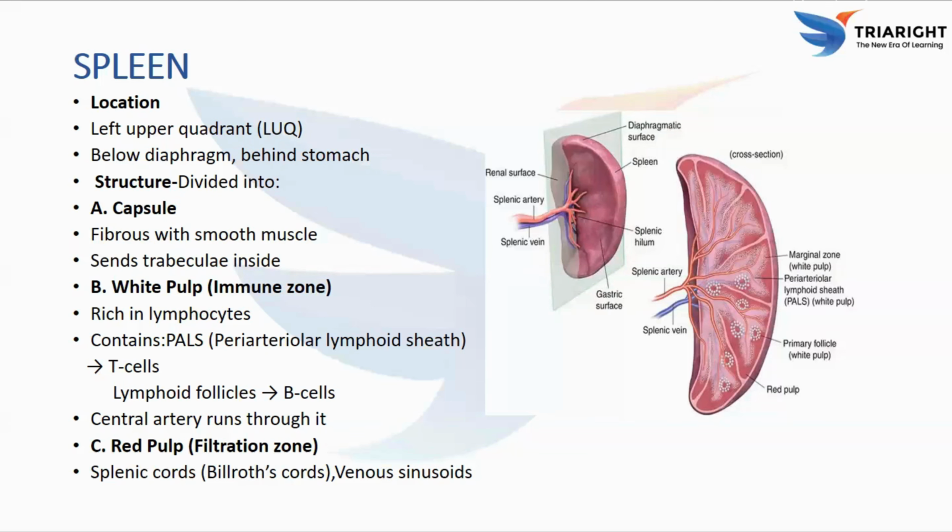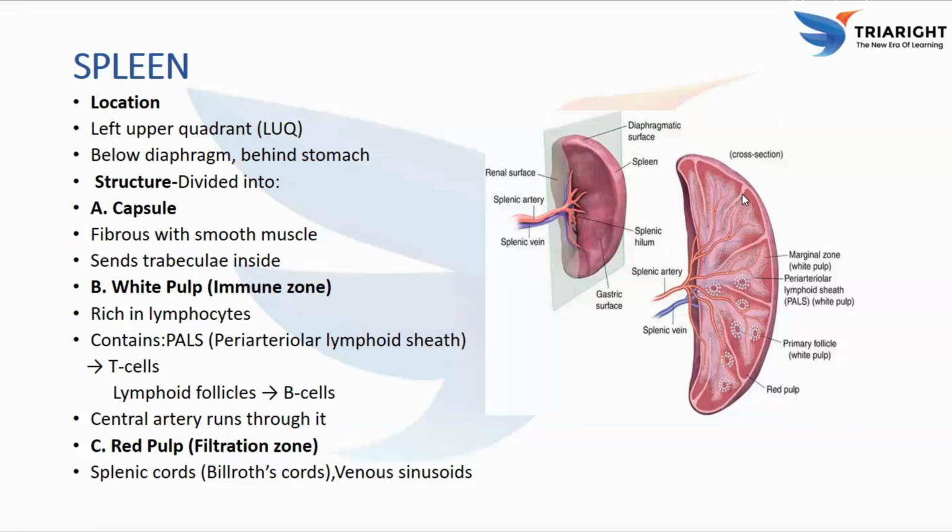Here is a splenic diagram which shows you the external surfaces like the diaphragmatic surface, gastric surface as well as the renal surface. The diaphragmatic surface touches the diaphragm. The gastric surface touches the stomach. And the renal surface is near the left kidney. And you have the hilum, the splenic hilum, where the splenic artery enters and the splenic vein leaves.